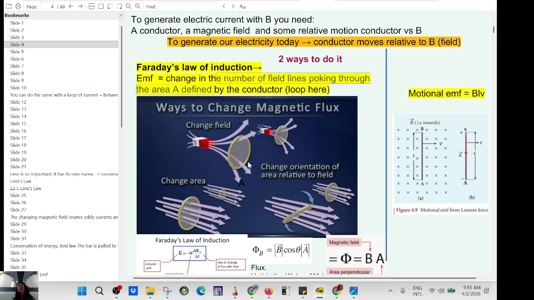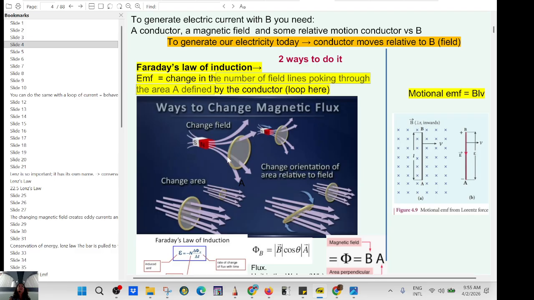Okay, it's a loop, it's a conductor, and here you have an invisible membrane. Again, we will talk about that. But anyway, you need a conductor of some sort. And third, you need a relative motion between the magnet or your electromagnet and the conductor. If there is no relative motion, there won't be any electricity induced.